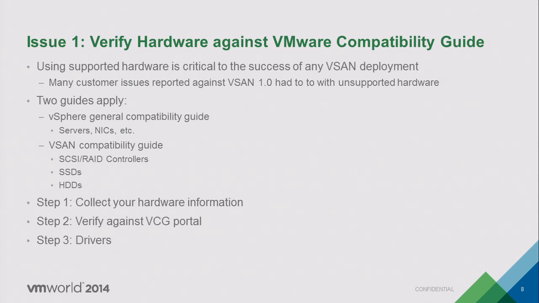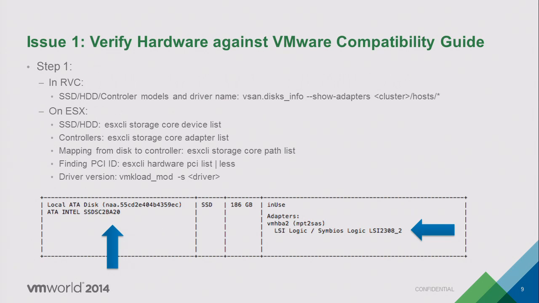So 3 simple steps. Collect your hardware information, verify it against the portal, but then also verify your drivers, and I will get into why that's important. All right, so how do you figure out your hardware? In RVC, there's a nice command called vsan.disks_info, and it tells you basically everything you need to know. You have a screenshot here.